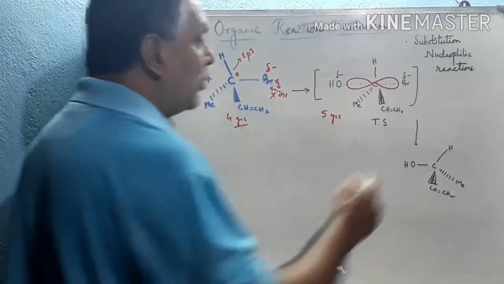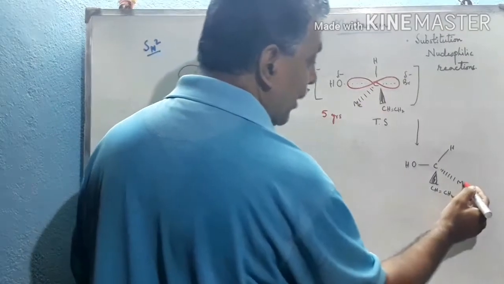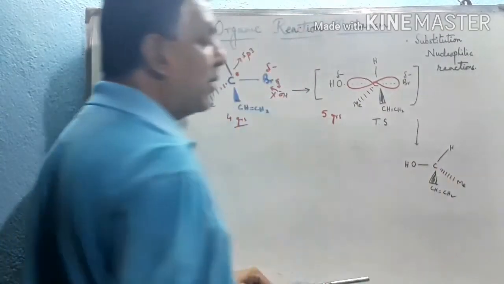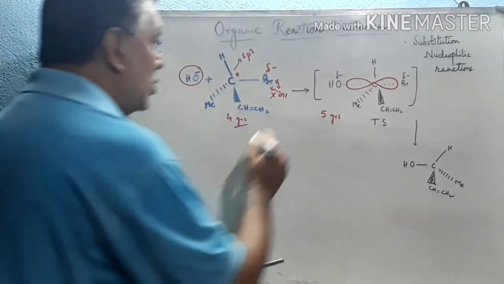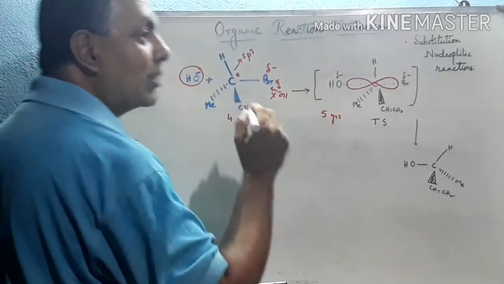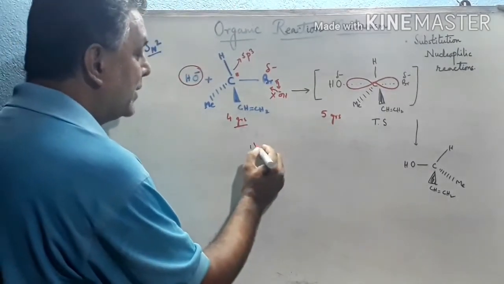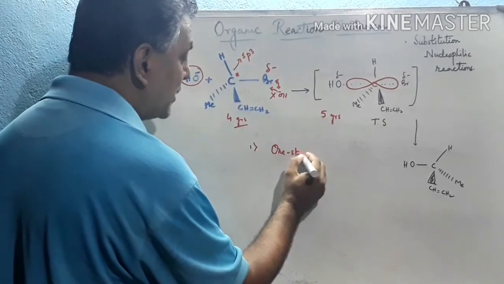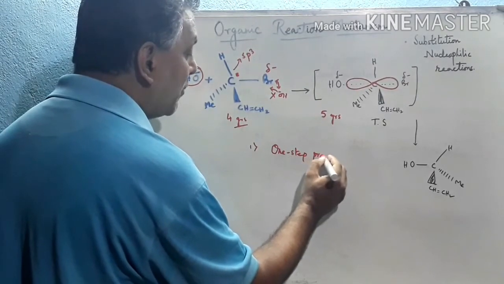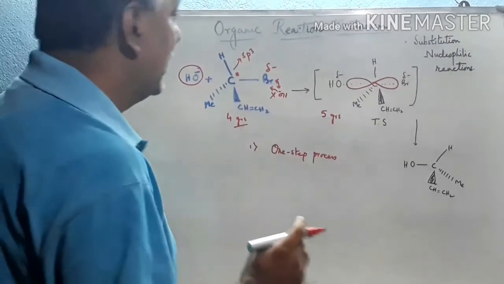The total inversion of the configuration takes place. See, hydrogen goes to this side, methyl is below the plane, and CH=CH2 is above the plane. So a total inversion of configuration takes place. What are the characteristics of such a type of reaction? Number one, this is a one step process, because bond formation and bond cleavage take place in the same transition state.